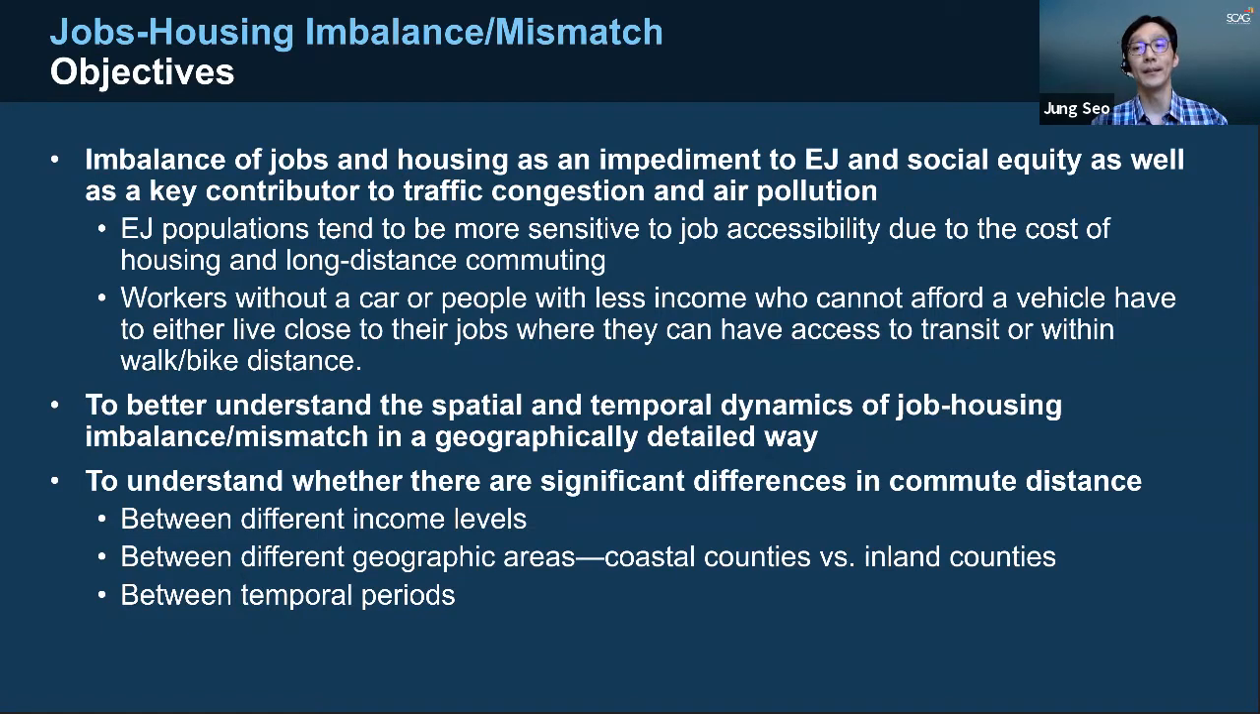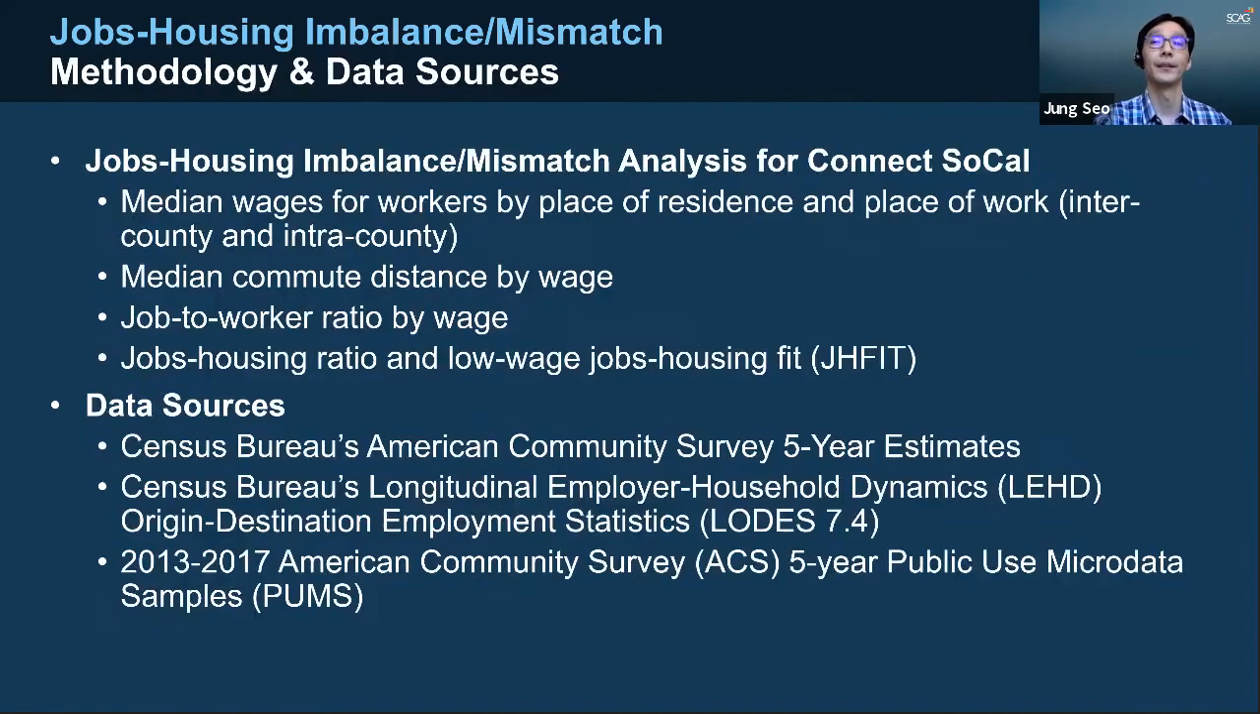So SCAG conducted an EJ analysis of jobs-housing imbalance to better understand the spatial and temporal dynamics of jobs-housing mismatch in our region. And we wanted to look at it in a more geographically detailed way. So the research question of this study is whether there are significant differences in commuting distance between different income levels, also between different geographic areas, such as coastal counties and inland counties. And we also want to look at the differences between temporal periods as well.